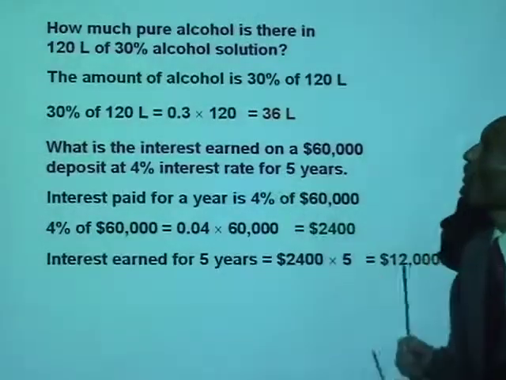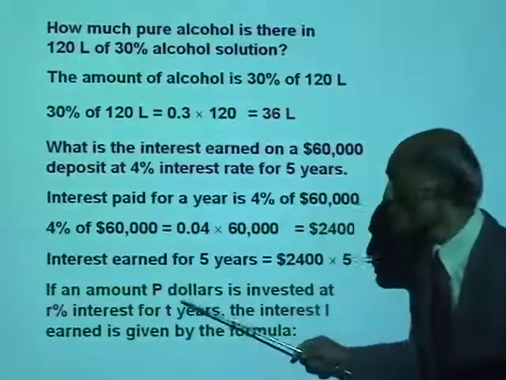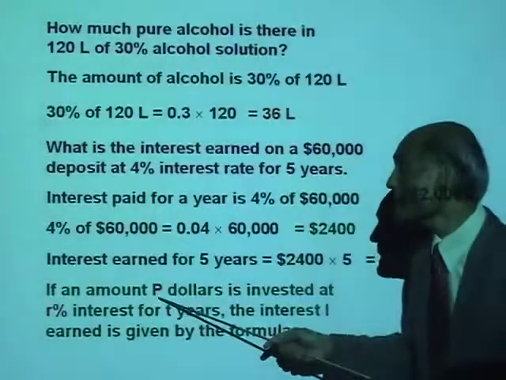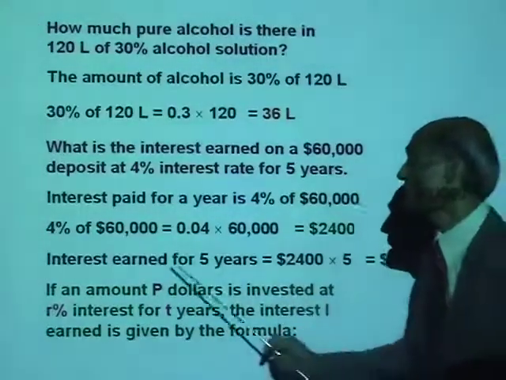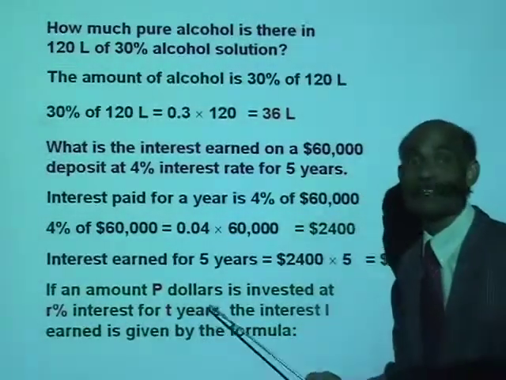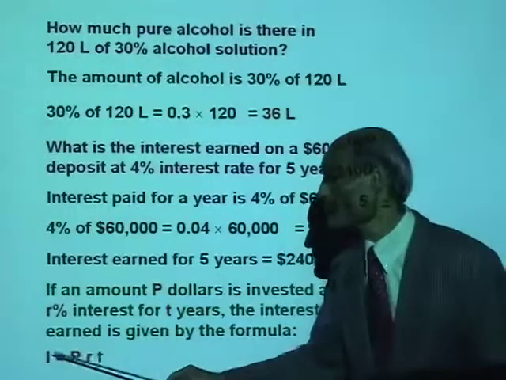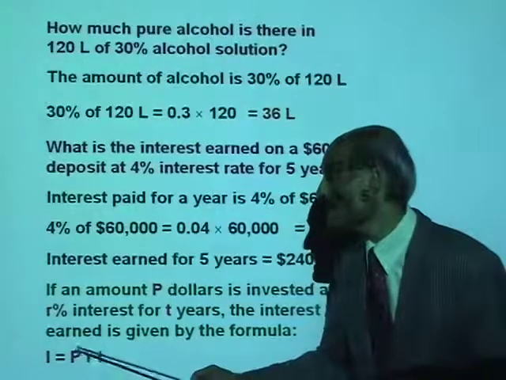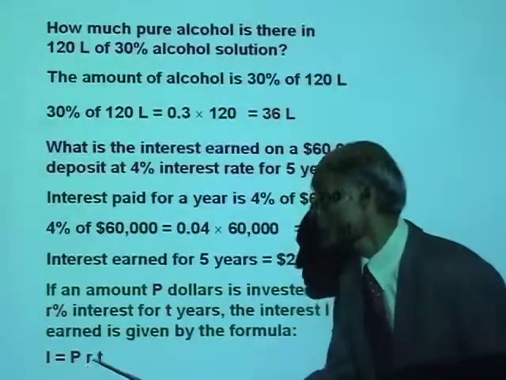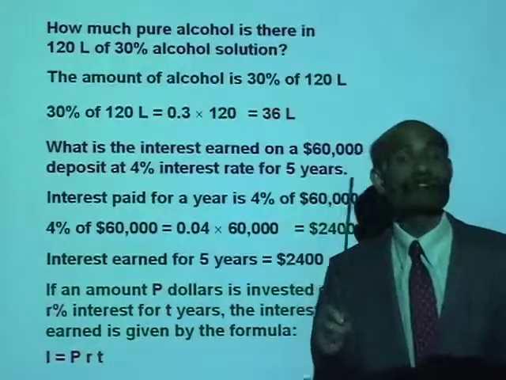Okay, let's go and do another one. Well, it will be interesting if you can take note of this statement I have put in there. If an amount P dollars is invested at R% interest for T years, the interest earned will be given by the formula I, the interest, equal to P times R times T. Well, remember that R, the rate of interest, must be written in decimal. The percent must be converted to a decimal.